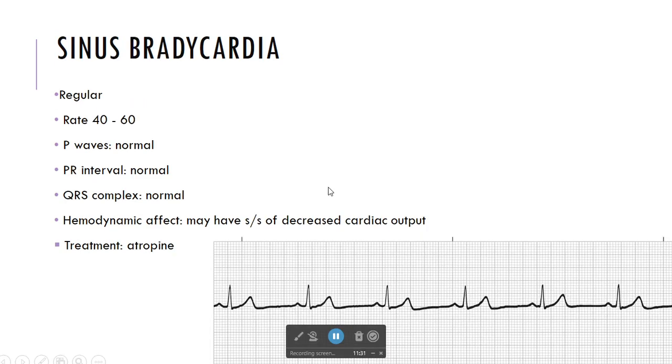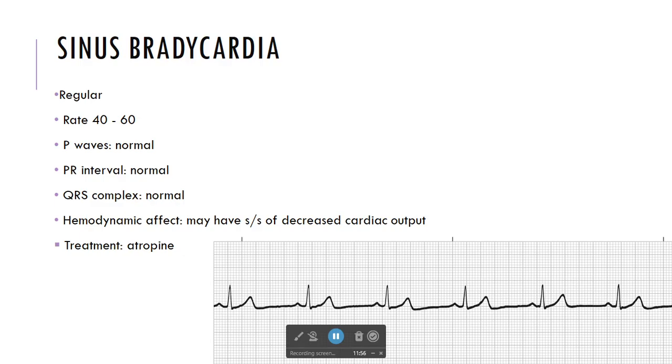Sinus bradycardia. Sinus bradycardia is a heart rate less than 60. It's a heart rate between 40 and 60, and it's sinus rhythm. It's just slow. We have a normal P wave. Our PR interval is normal. Our QRS is normal, and they may have signs of decreased cardiac output because they are slow. And the treatment for symptomatic bradycardia is atropine.